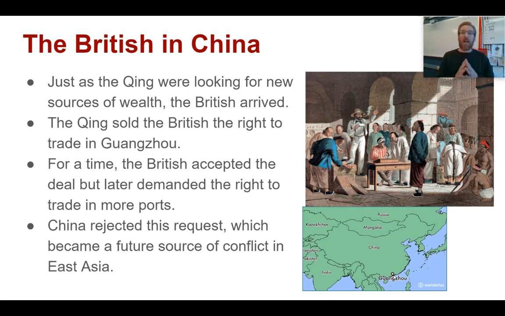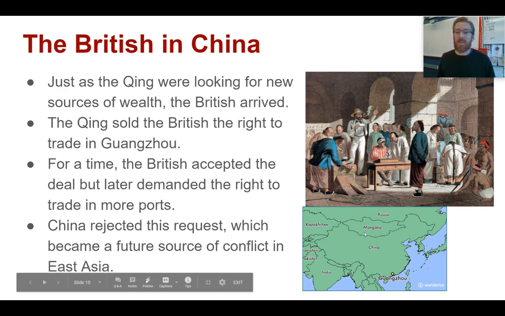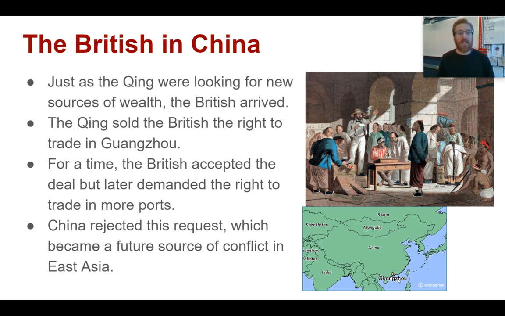Okay, so the Chinese, who had been exclusive, they'd not allowed people to trade into their country, except for this little stuff with Russia, but it was mostly China going to Russia. They're now going to allow the British to get a toehold in China, selling them these rights. And for a time, the British were great with this. They accepted the deal. They sold in this one area. They only had a few months of the year where they were allowed to sell and buy goods.